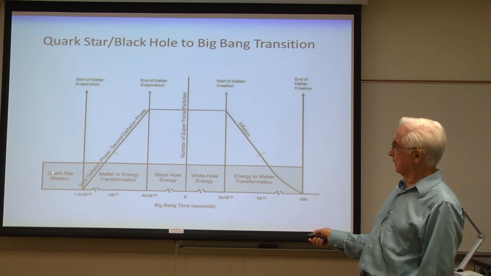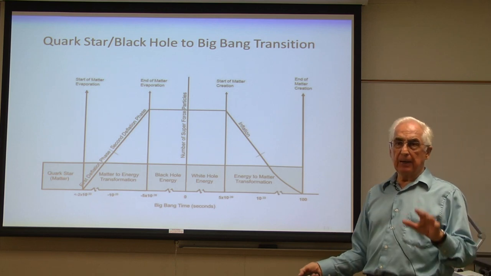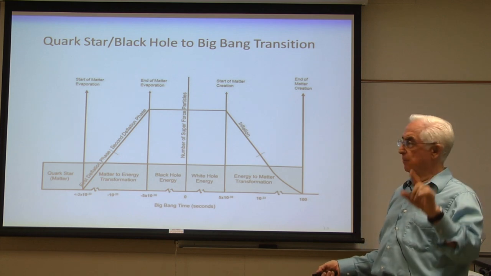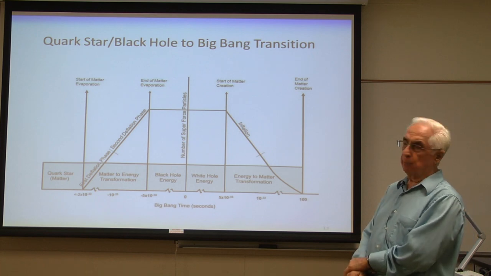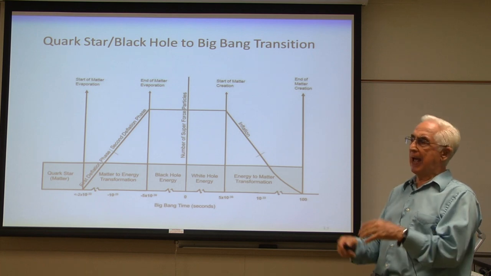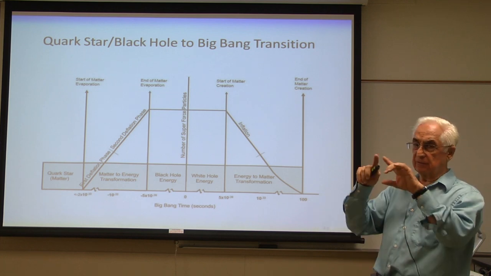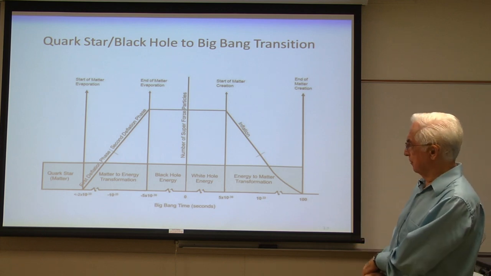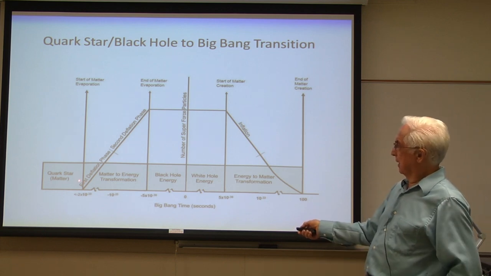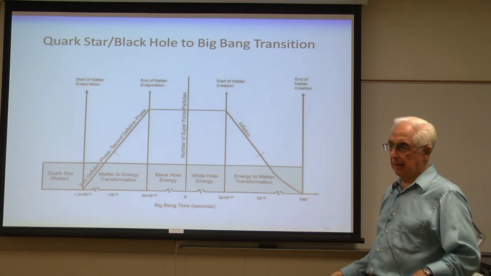Now, going over to the left side of the diagram, at 1 second before the Big Bang, we had a supermassive quark star matter. Its temperature was near zero, 10 to the minus 30 degrees Kelvin. I've estimated the size of the supermassive quark star as approximately the size of our Milky Way galaxy, in other words, a spherical volume having a radius of approximately 50,000 light years. At the start of matter evaporation, the following happened.